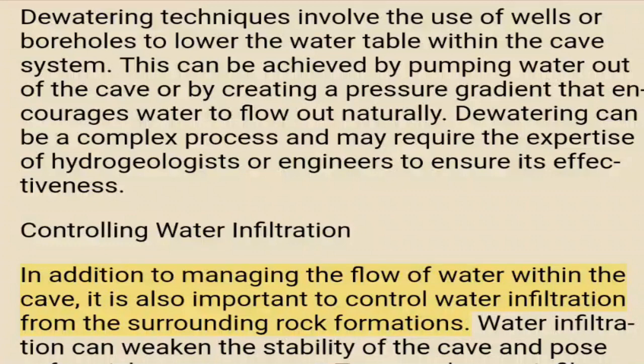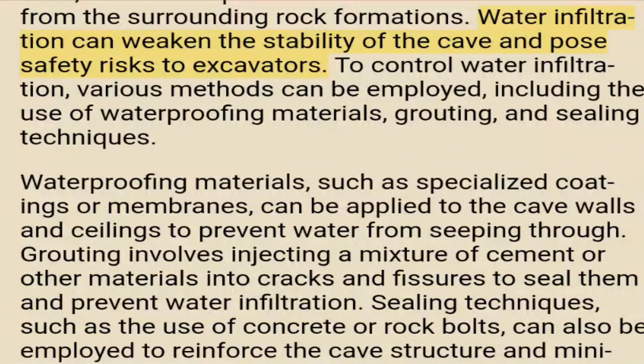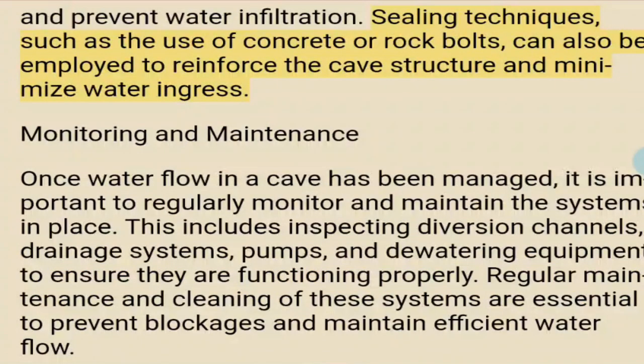In addition to managing the flow of water within the cave, it is also important to control water infiltration from the surrounding rock formations. Water infiltration can weaken the stability of the cave and pose safety risks to excavators. To control water infiltration, various methods can be employed, including the use of waterproofing materials, grouting, and sealing techniques. Waterproofing materials, such as specialized coatings or membranes, can be applied to the cave walls and ceilings to prevent water from seeping through. Grouting involves injecting a mixture of cement or other materials into cracks and fissures to seal them and prevent water infiltration. Sealing techniques, such as the use of concrete or rock bolts, can also be employed to reinforce the cave structure and minimize water ingress.